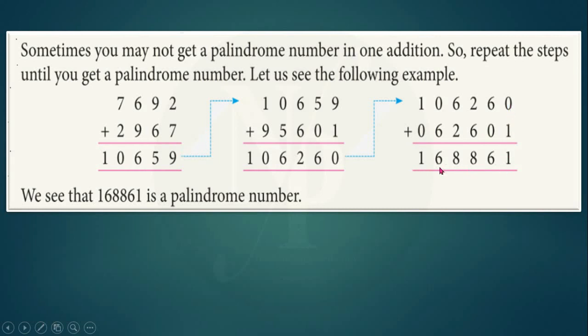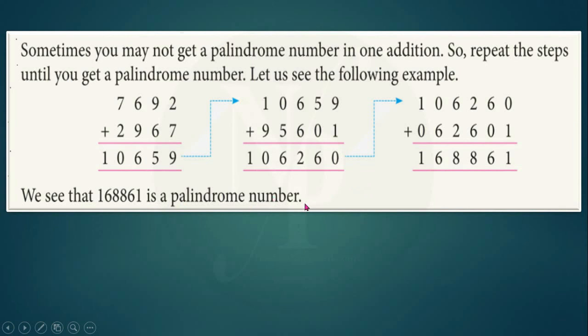Now you look at these digits. 168861. Coming from this side also, 168861. Or this number is 1,68,861 from left to right. Coming from right to left also you get 1,68,861. So this is a palindrome number.